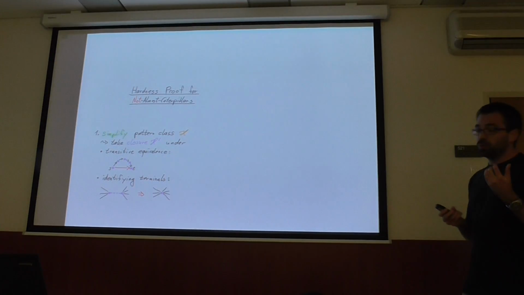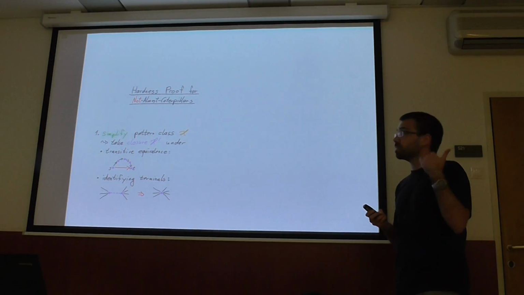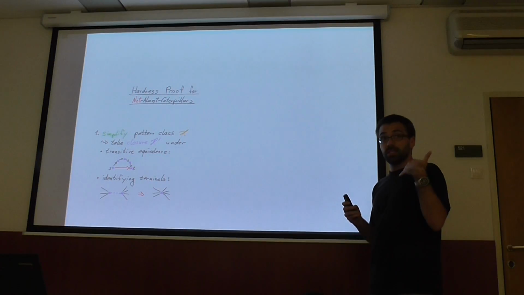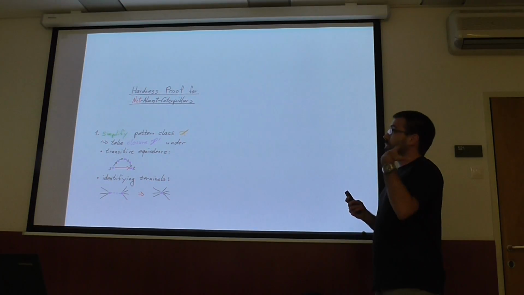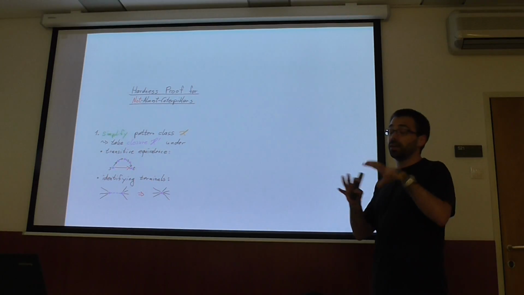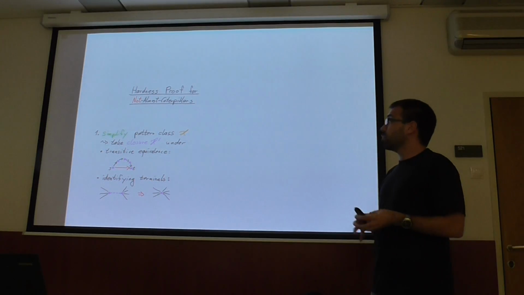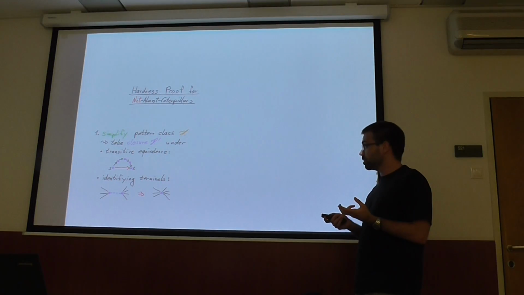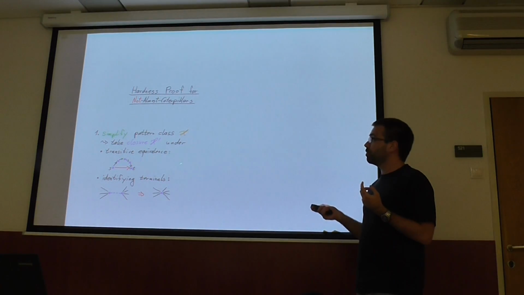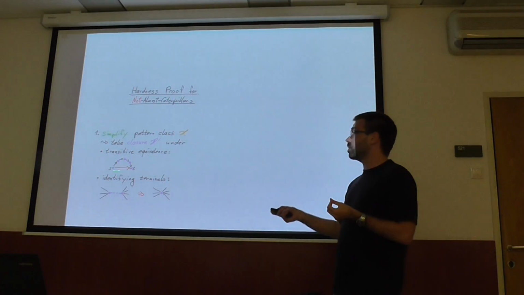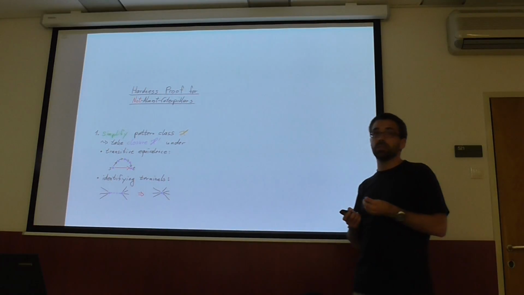So the hardness proof proceeds in several steps. The first one is sort of a simplification step. So let's say we have some class of demand patterns. Then we take the closure of this class according to two operations. One being transitive equivalence, the same we saw before, so we can add edges if there's already a path between two terminals.